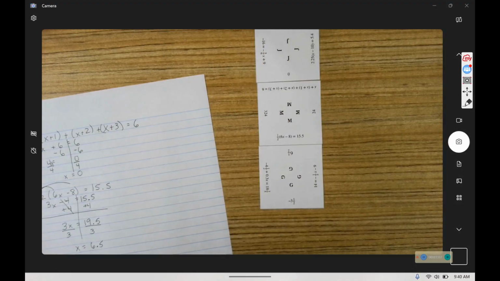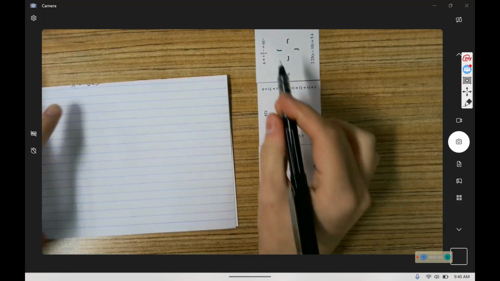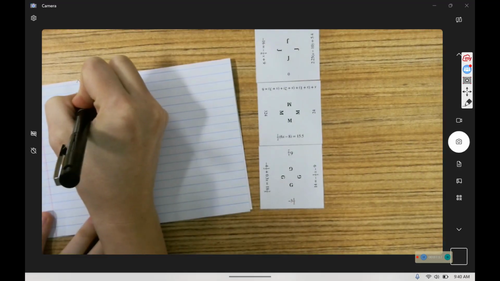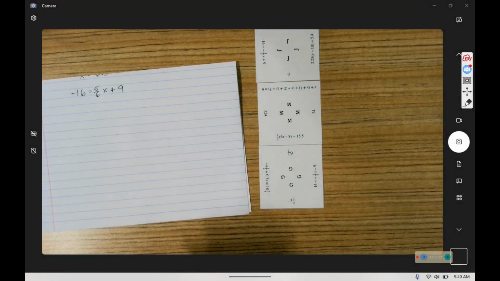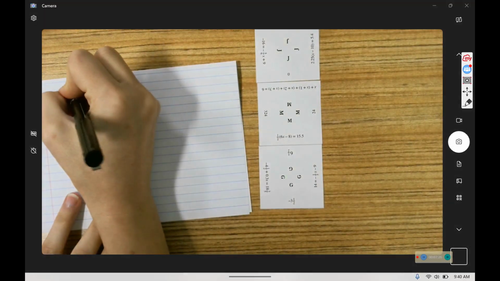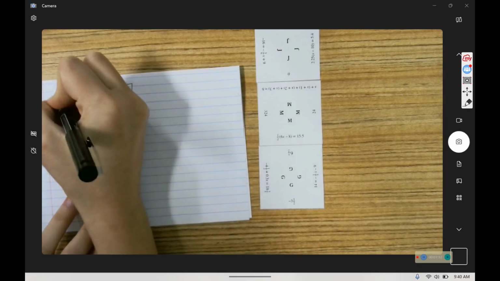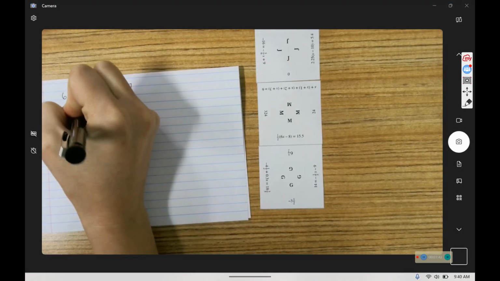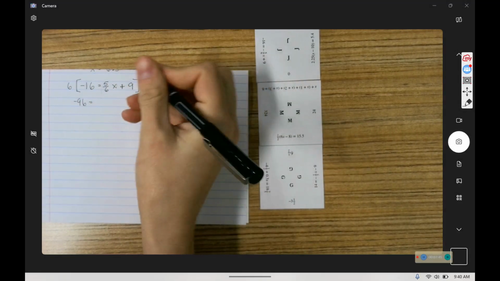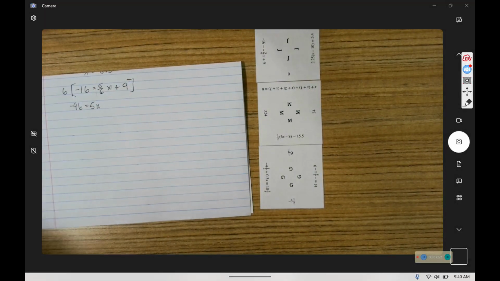So now I'm going to work with this equation up here. I have negative 16 equals 5/6x plus 9. I like to get rid of fractions by fraction busting, especially because 5/6 is going to be a repeating decimal. So I multiply the whole equation by the denominator. So negative 16 times 6 is negative 96. 5/6 times 6 is going to be 5, but there's that x there. And then 6 times 9 is 54.